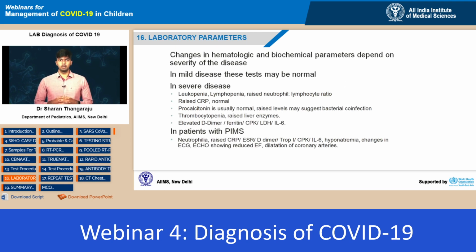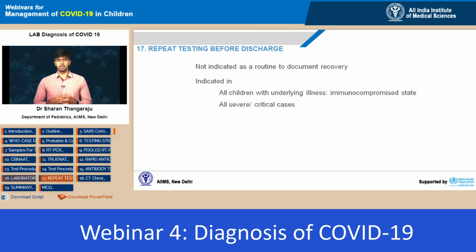Other non-specific lab parameters include lymphopenia, raised ESR, CRP, D-dimer, ferritin, fibrinogen, and IL-6 levels. Additionally, multisystem inflammatory syndrome is characterized by elevated inflammatory markers along with raised creatine phosphokinase, troponin I, and dilated coronary arteries and reduced ejection fraction as seen in echo.